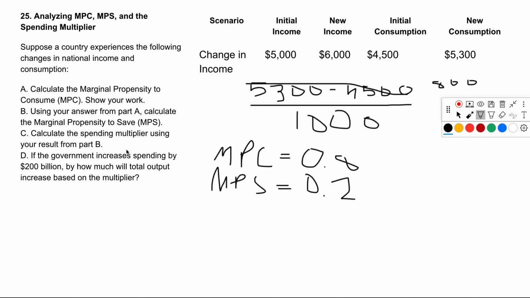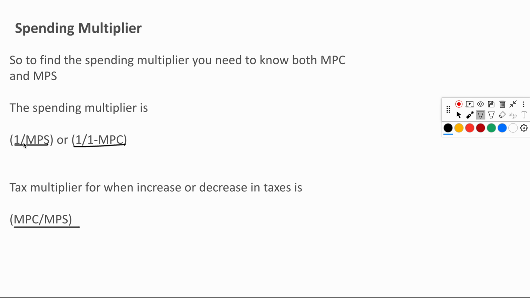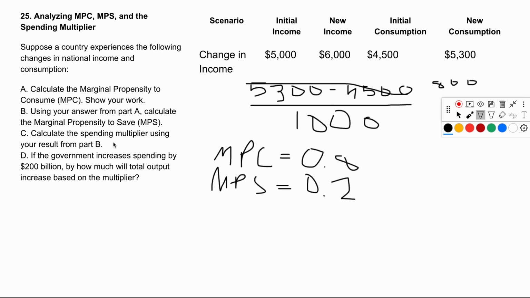Calculate the spending multiplier. Spending multiplier is just 1 over MPS or 1 over 1 minus MPC. I'm going to do MPS because that's just easier. 1 divided by 0.2 is equal to 5. That's our spending multiplier. What that means is if the government, let's say, spends $10 billion on the economy, that means the general increase in the GDP or the general increase in the economy will be 50 billion. You multiply the spending multiplier by how much you spend.